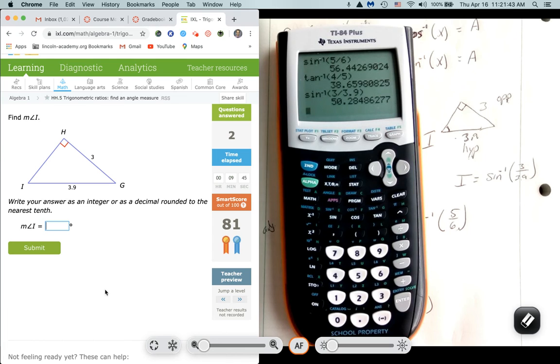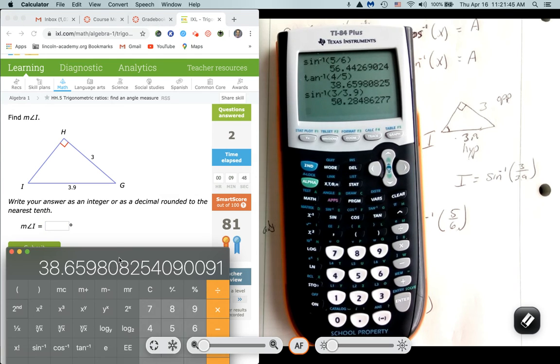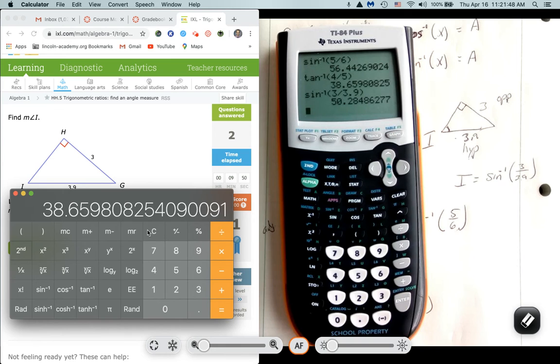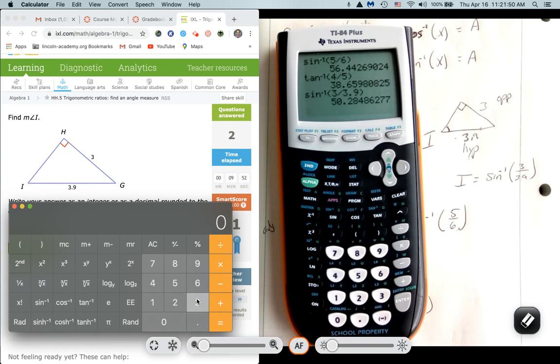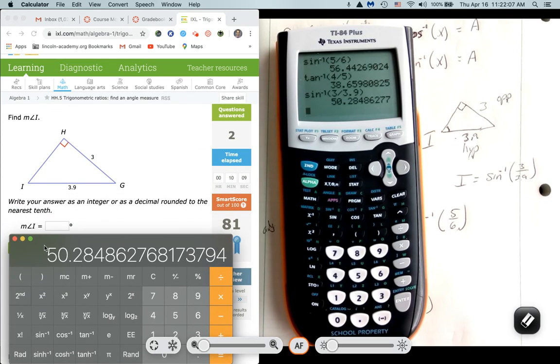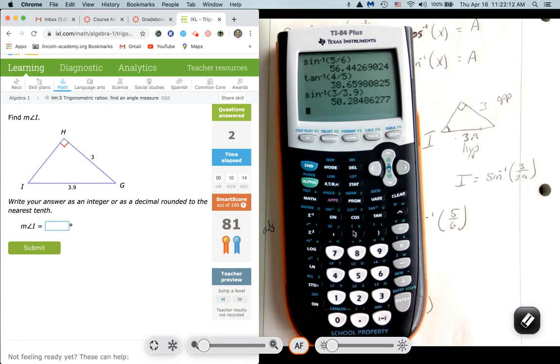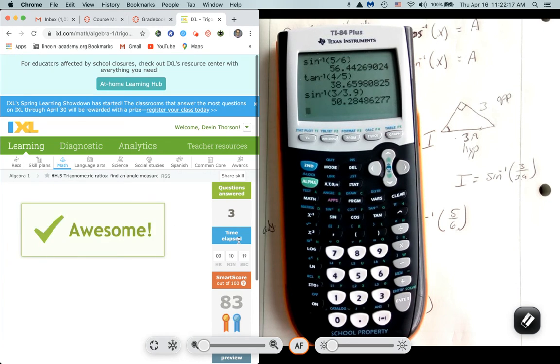50.28 or 50.3. Again, on this calculator here, I'm going to do the ratio first, so I'm going to clear this out. I'm going to do the 3 divided by 3.9 and hit equals. I get that ratio of 3 over 3.9. Now I'm going to hit the inverse sine key, and I get 50.28, just like I did on my other calculator. Now again, if I type it in right, I should type in 50.3, because I'm rounding to the nearest tenth. So I go 50.3, and I hit submit, and I get it correct.